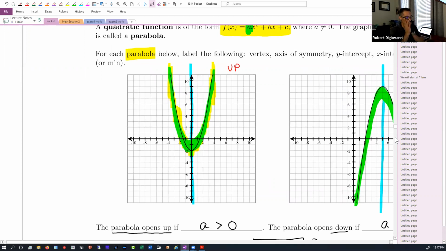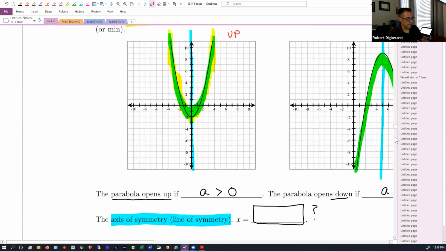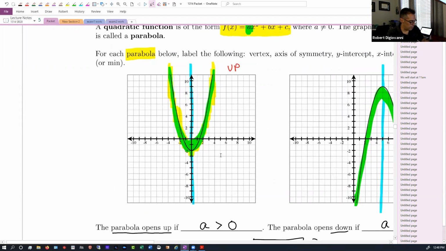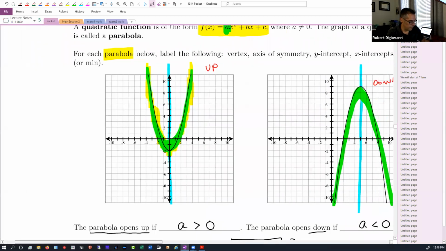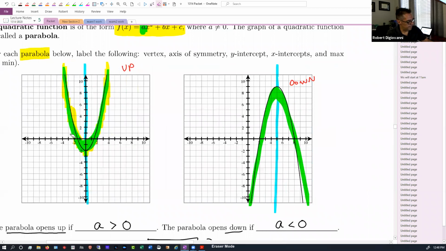Okay, so with all these parabolas, we know if they open up or down. We can tell by the A. If A is positive, it's up; A is negative, it's down. Now, there's some other important points on parabolas. I'm going to erase some of this stuff, get it out of our way.